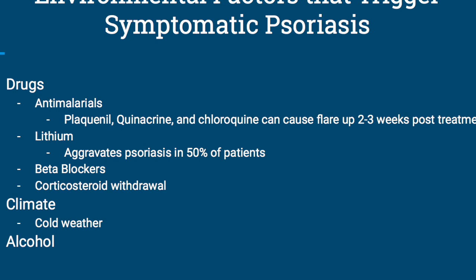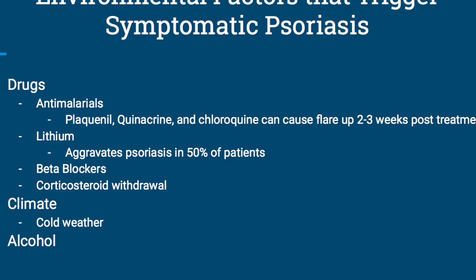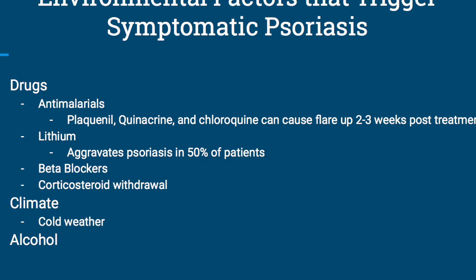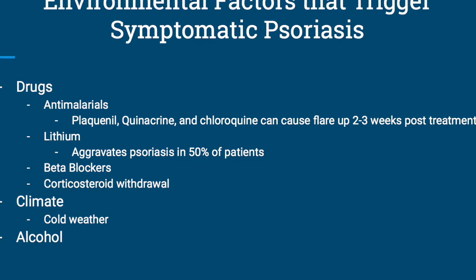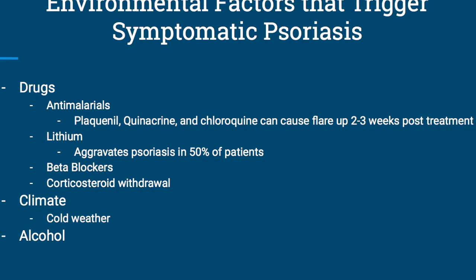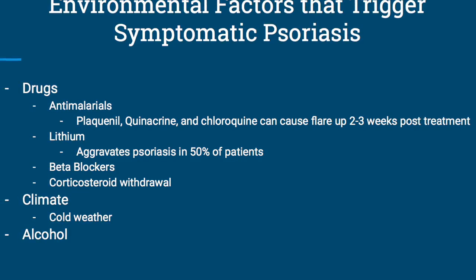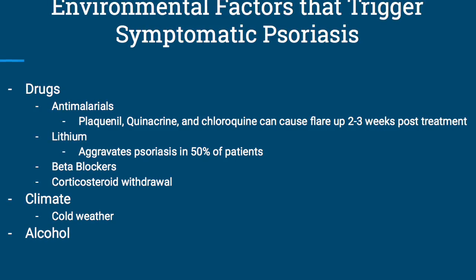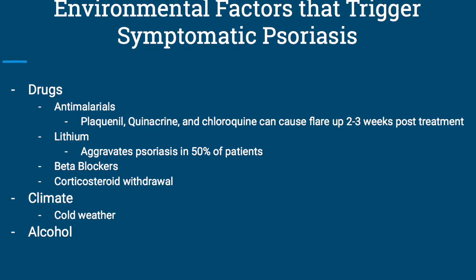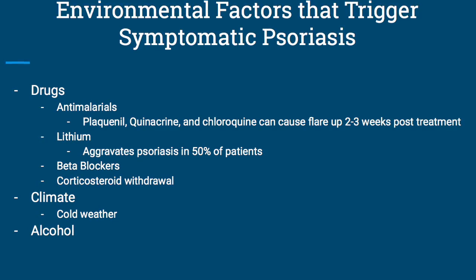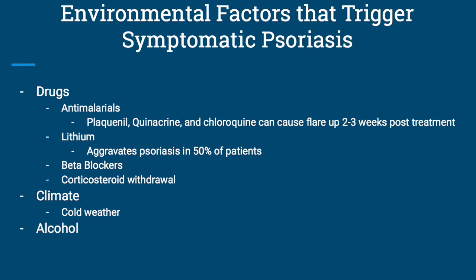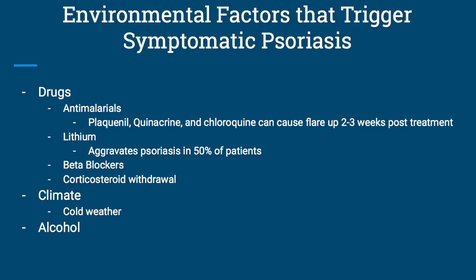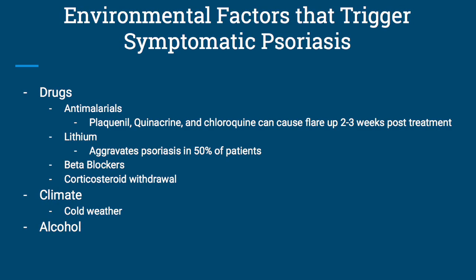Some additional environmental factors that can cause psoriatic flare-ups are drugs, including antimalarials, which can cause flare-ups up to 2 to 3 weeks post-treatment. Lithium, which aggravates psoriasis in 50% of patients, beta blockers, and corticosteroid withdrawal. Also climate. People with psoriasis as a genetic predisposition tend to get outbreaks or symptomatic psoriasis more frequently in cold weather. Also, alcohol use is associated with increased outbreaks due to the stress on the immune system that it causes.